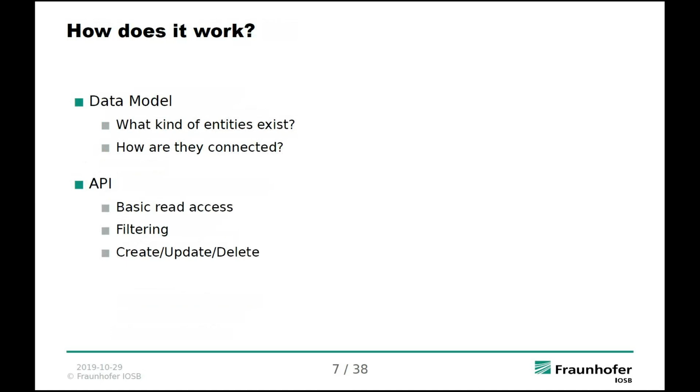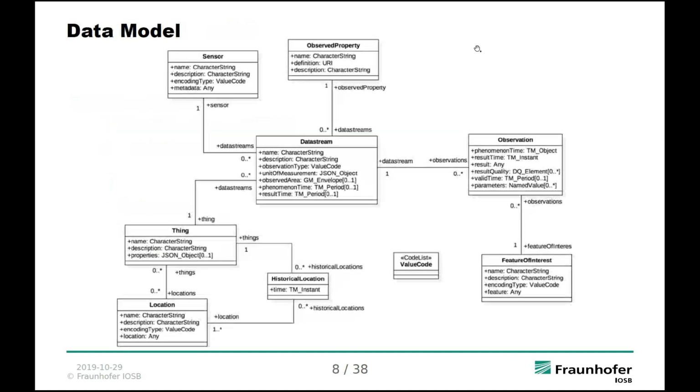So how does the standard work, and what's actually the content of the standard? I want to divide this again into two parts. First of all, I want to present the data model, and then I will show the API, how to manipulate that data model. So the data model itself is not that big. So we see the different types of entities that exist in the data model. It's like a UML class diagram.